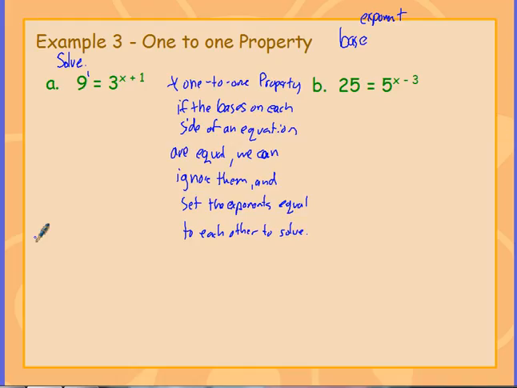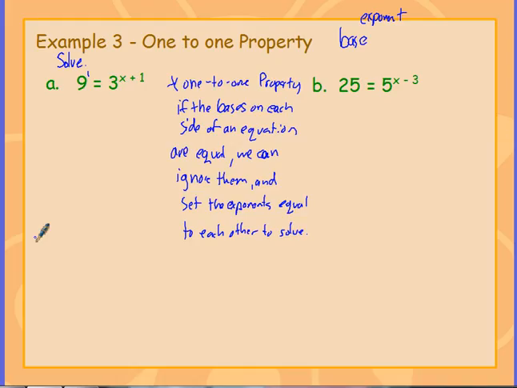What does it say? If the bases on each side of the equation are equal. What was the base of this one? 3. What was the base of this one? So are they equal? No. So then the question is, can I make them equal?